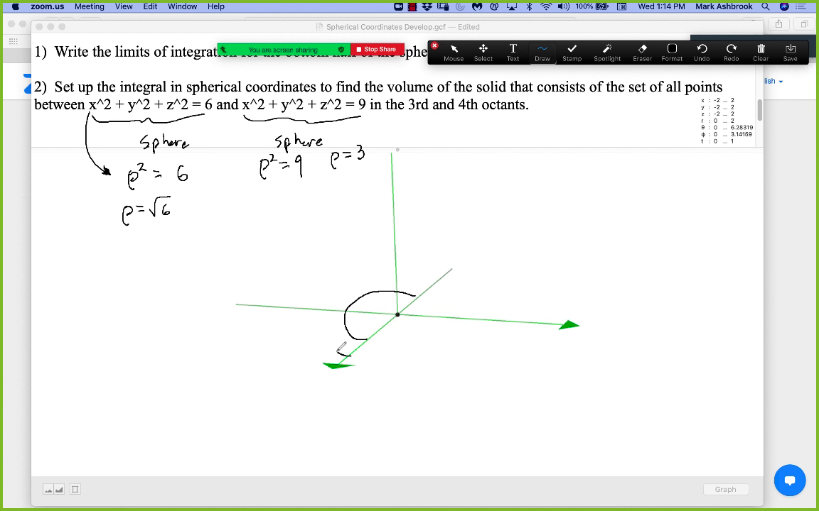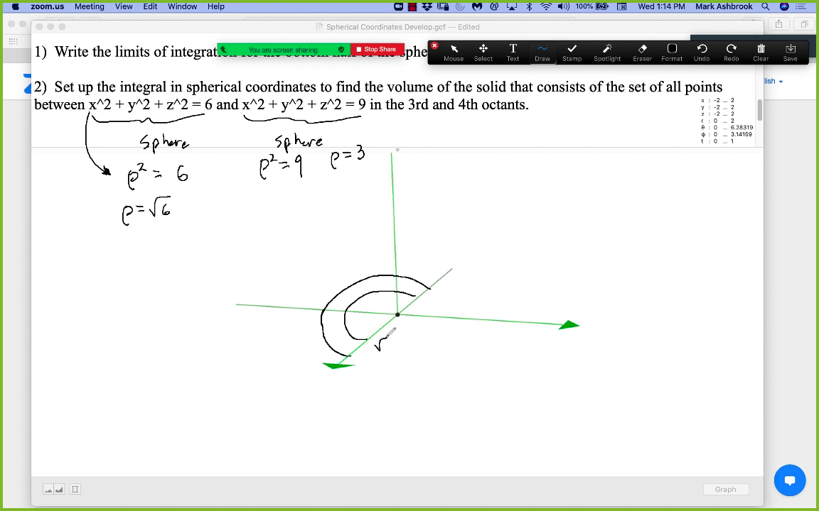Theta goes from pi to 2 pi. Well, not yet. We're going to try to draw and imagine the solid first. That's going to be crucial. These are geometry problems. We've got to sketch them first.